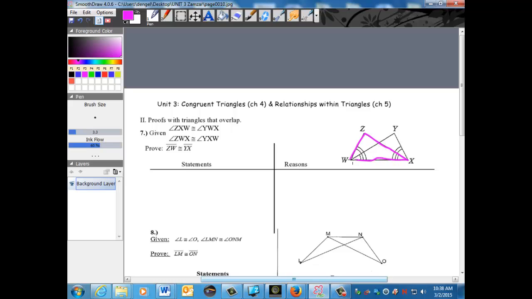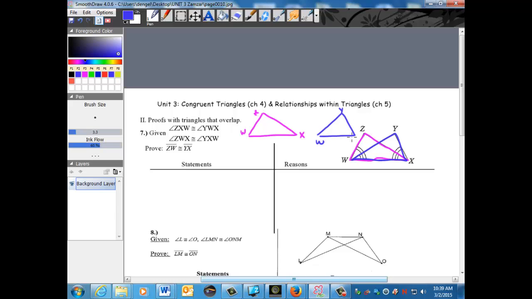Alright, so here's our first triangle. And let's draw that right here. And there's our triangle. And this is W, Z, and X. Okay, and let's draw our second triangle. And so let's draw this one over to the right. And that's W, Y, and X.